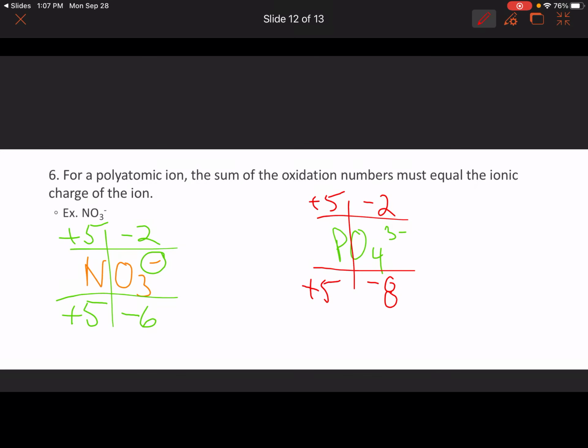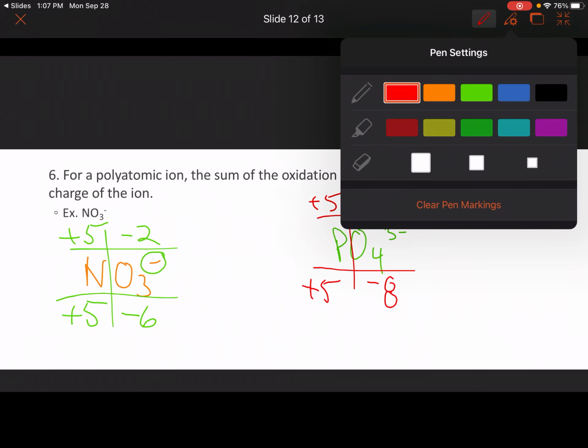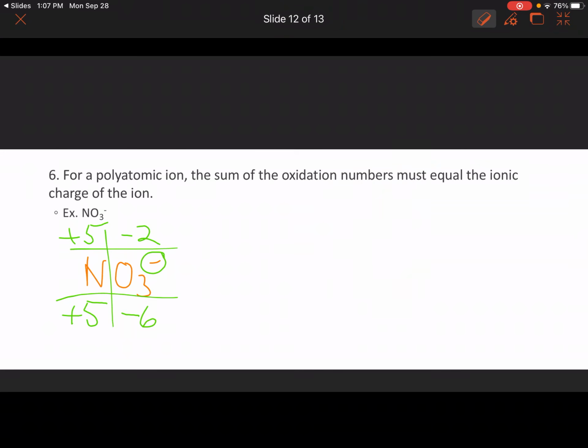Okay, I'm going to do a couple more here for you. I'm just going to erase this so I have space. All right.